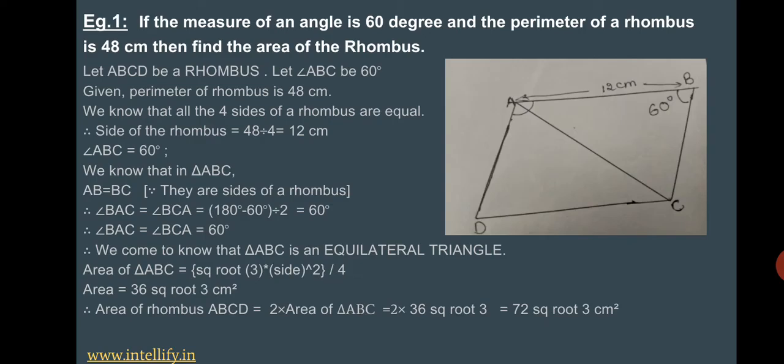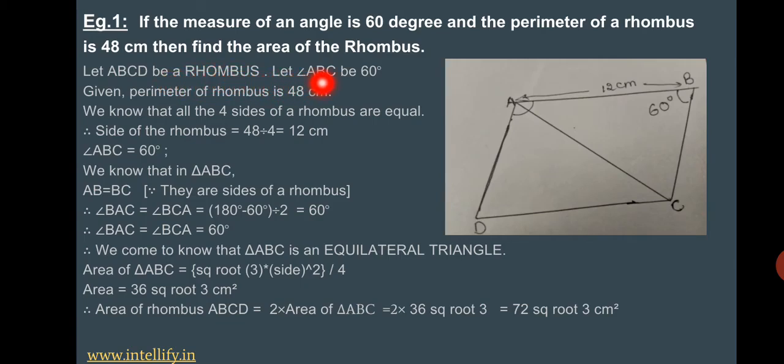Example number 1. If the measure of an angle is 60 degree and the perimeter of the rhombus is 48 centimeter, then find the area of the rhombus. To solve any question, you have to draw a diagram first. 50% of your question is solved by the diagram. So let us draw. ABCD is a rhombus.